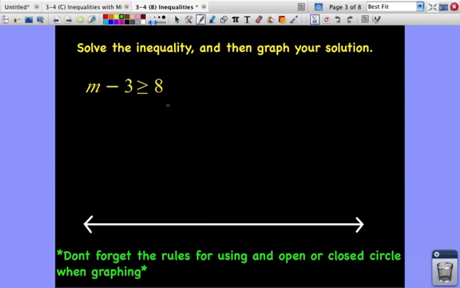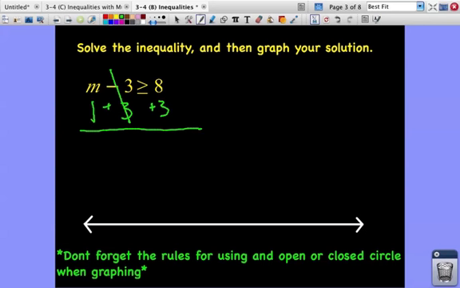So I have a new inequality right here. m minus 3 is greater than or equal to 8. So I need to look and see what operation we have here. I have m minus 3. Because this is a subtraction problem, to cancel out that minus 3, I need to do the opposite, which is plus 3. Because negative 3 plus 3 is 0. They cancel each other out. But to maintain balance, whatever I do on the left side, I have to do on the right side. So let's go ahead and do that.